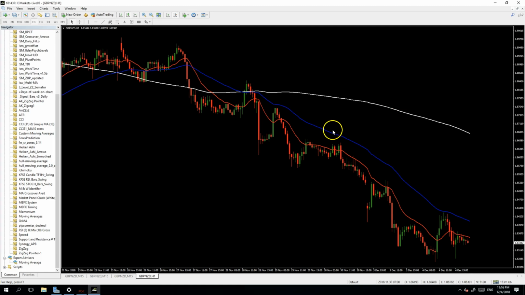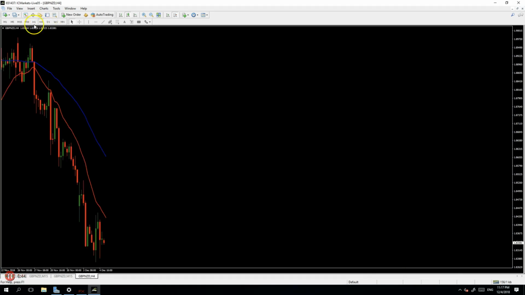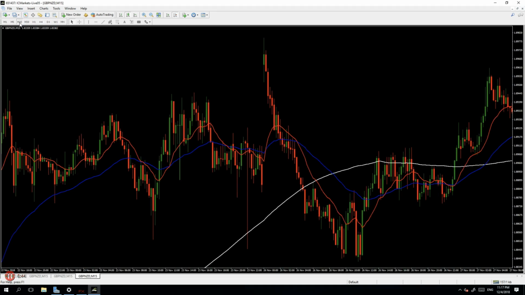So now what you want to do, right? How do you know when to buy? How do you know when to sell? Now the moving averages will tell you what the trend is. Generally, looking at this chart, you know that we are in a downtrend. Simple as that. We're in a 1 hour time frame downtrend, 4 hour time frame downtrend.